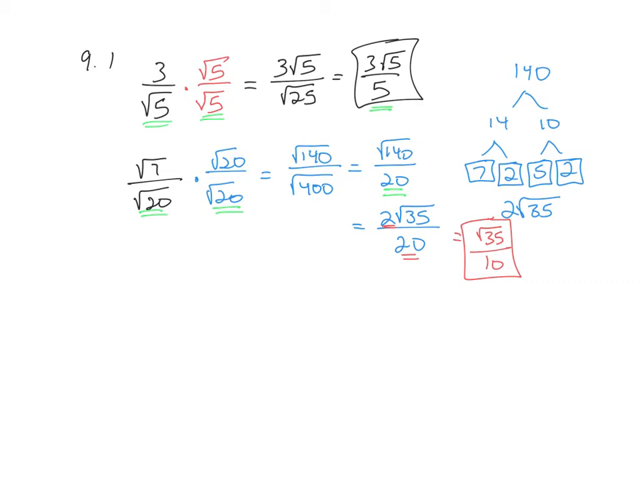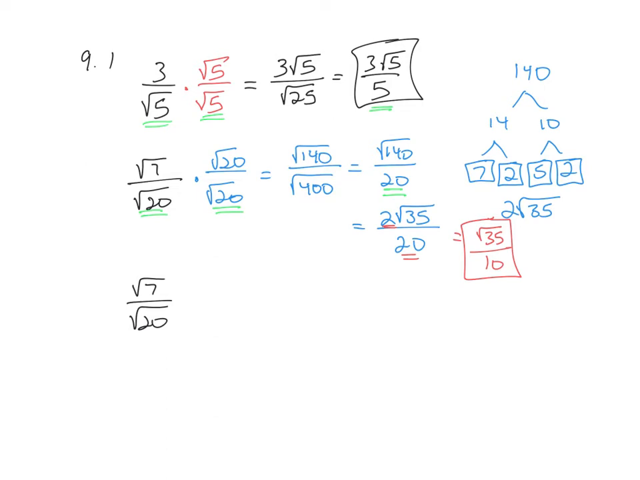So it's always better, I'm going to go all the way back to the beginning. It's always better to ask yourself, can I reduce? Can I simplify first? Even though there's a square root in the denominator, can I simplify that first and then keep going? So the answer is yes.